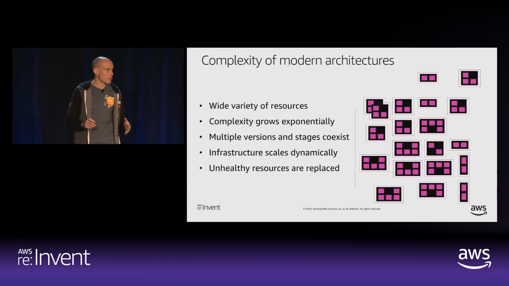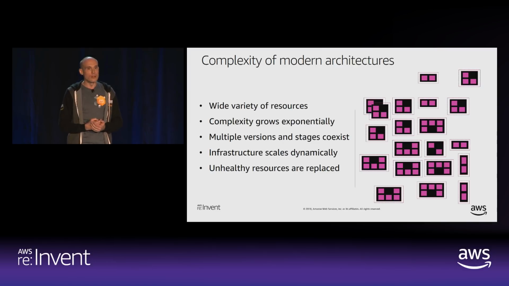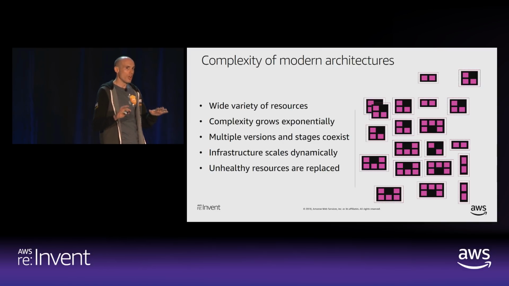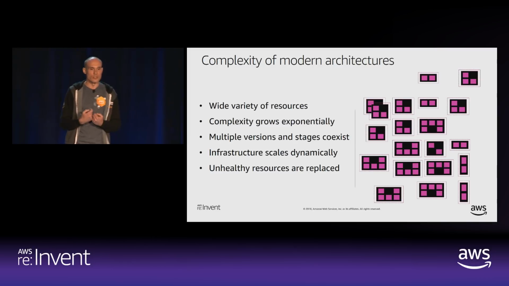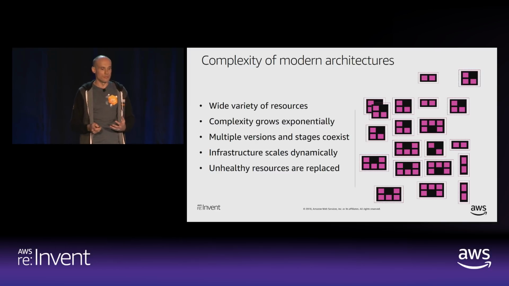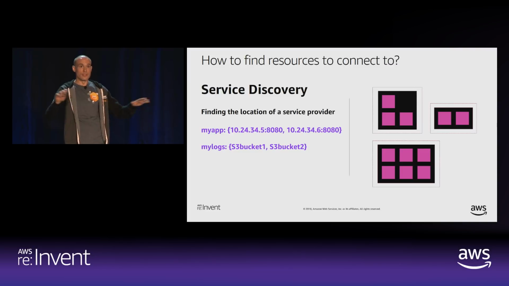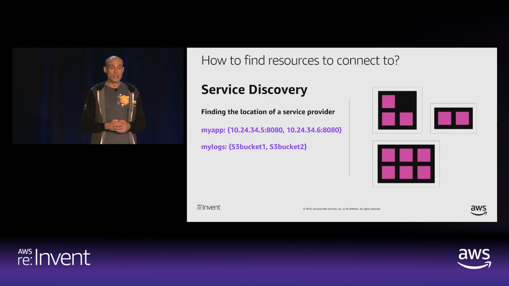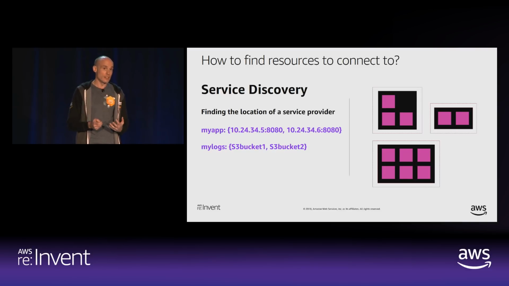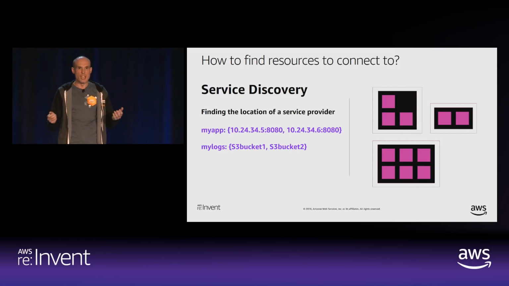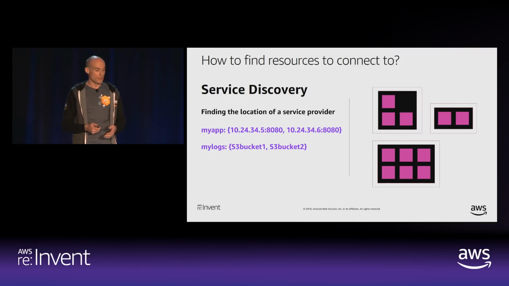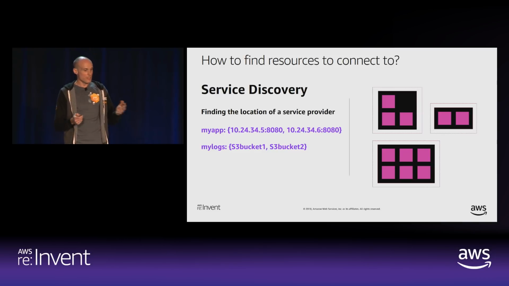And of course, with all these dynamic resources, some endpoints sometimes go down, they're being replaced. And you most certainly want to stop routing traffic to your unhealthy resources and just make sure that healthy stuff gets discovered so your applications keep running, even if part of the endpoints fail. So the way to address all that complexity, we call it service discovery. And on a very high level, it's the ability to find the location of a service provider. As simple as getting a resolution of your name, my app, that can resolve to a few endpoints, or maybe my logs that can resolve to a few S3 buckets where you store your logs, something like that.